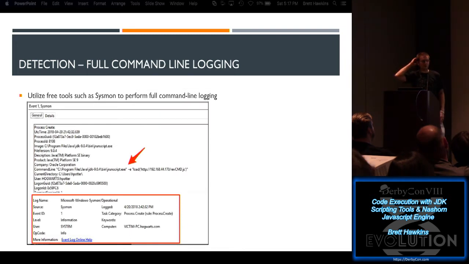So the first one, full command line logging. This is just a default install of Sysmon. I'm by no means a Sysmon expert, I just had a default install. With Sysmon, you can do full command line logging. You can see here there's a process create with JRunScript. You can see I'm calling the load function to remotely load a reverse shell that I'm hosting on my web server. Full command line logging is one thing, but you need to get those logs sent to your SIEM and alerts built off of those logs, because if you're just logging with nothing else, it's pointless, right? So that's something that you need to take a look at.